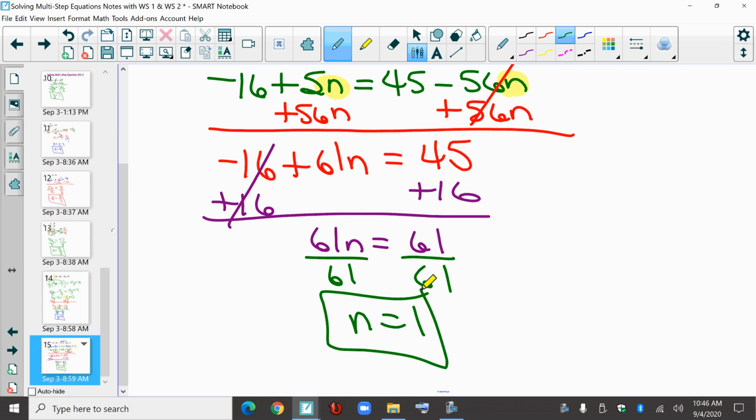Please finish worksheet 2 for multi-step equations. If you have any questions, please let me know.